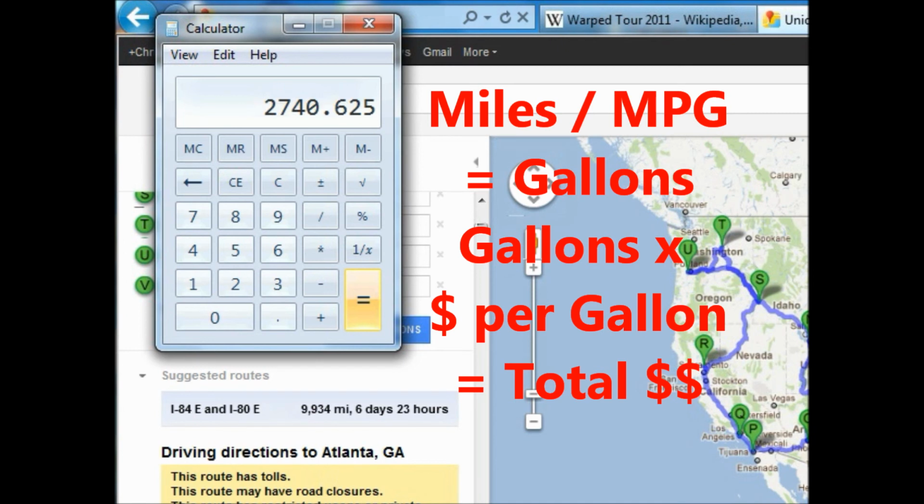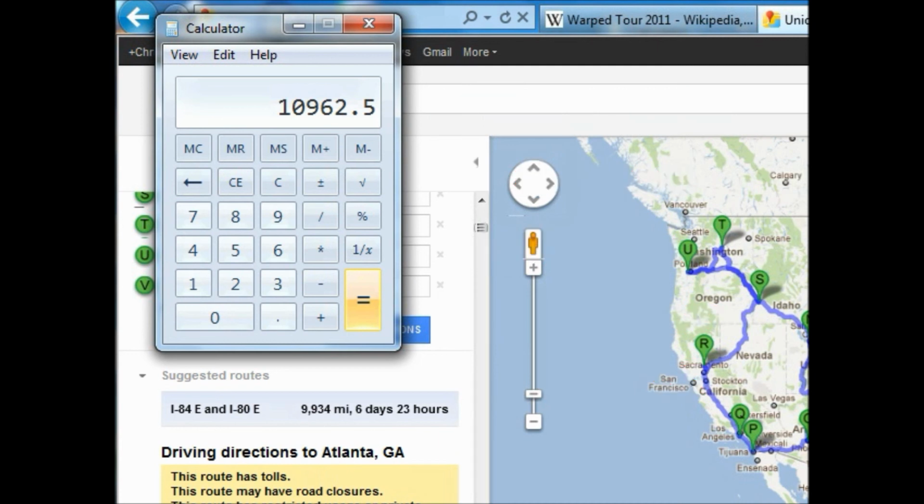We know this. So multiply this number times 4. And there is the cost of your gas for going on the Warped Tour and getting all the way back home. $10,962. Thing is, you probably want to add another 10% for emergencies or driving out of your way for an interview or whatever silly happens on tour.